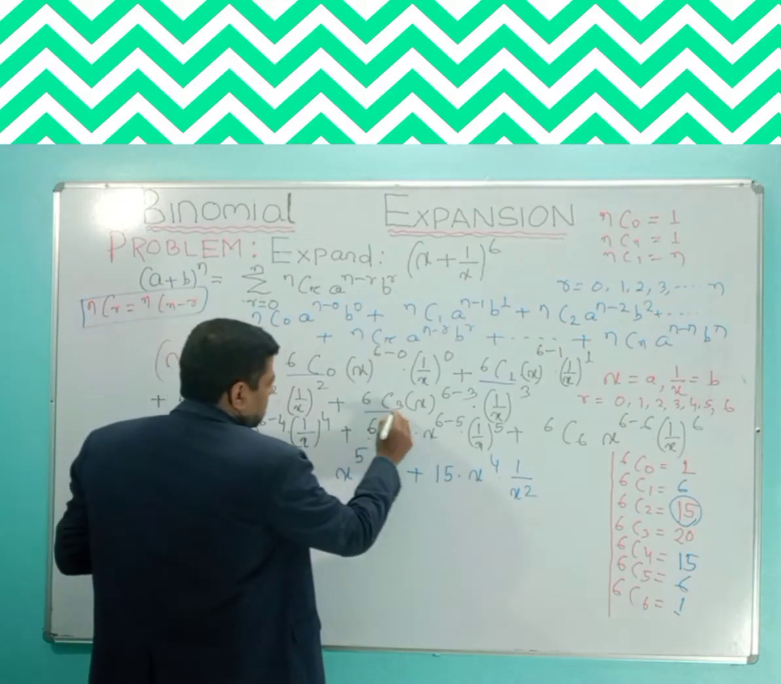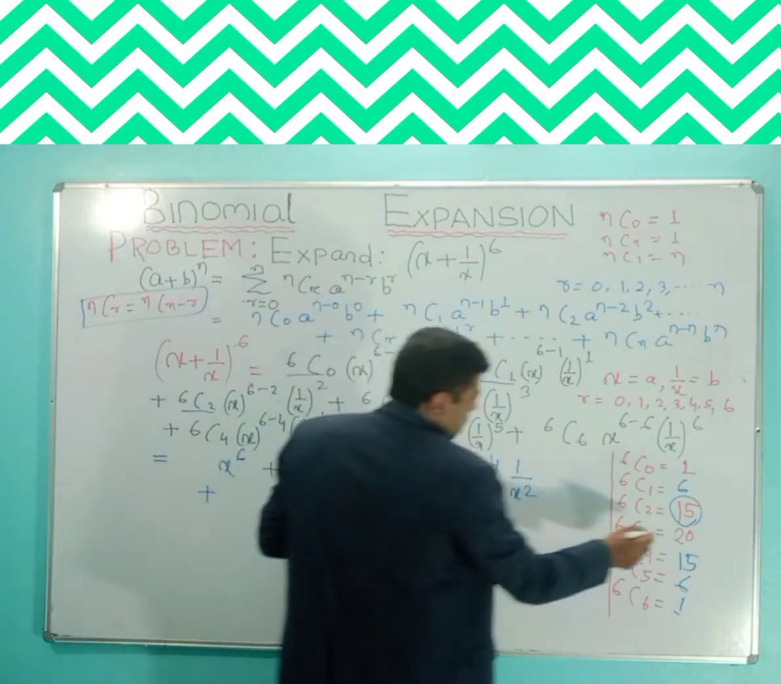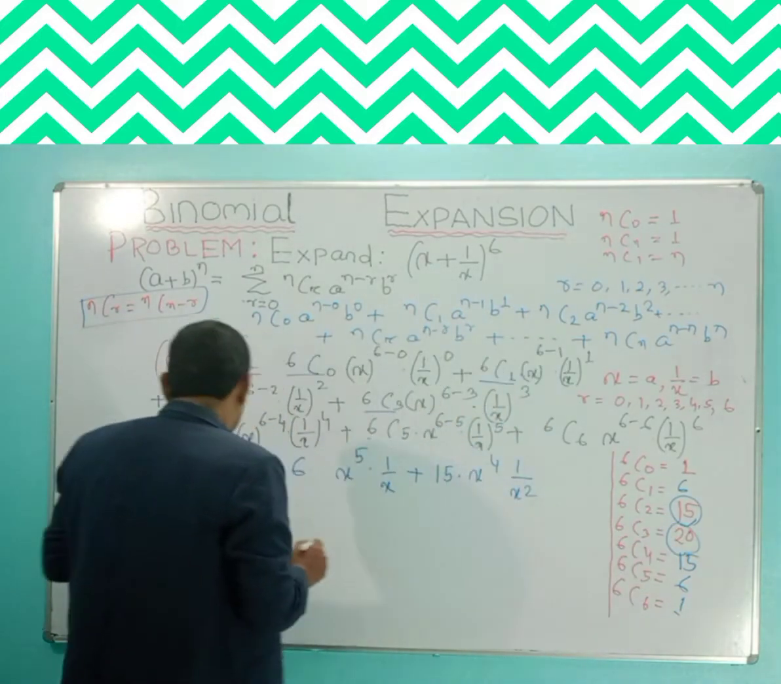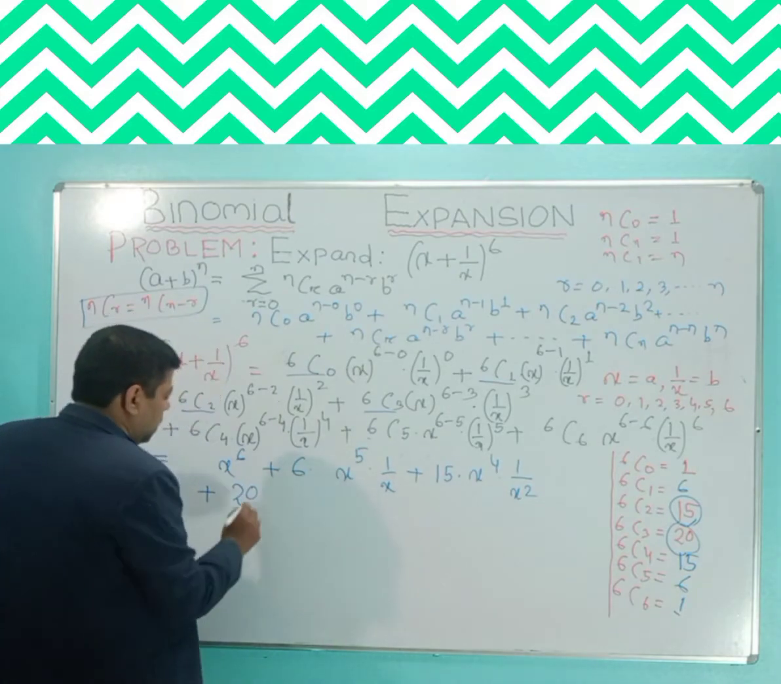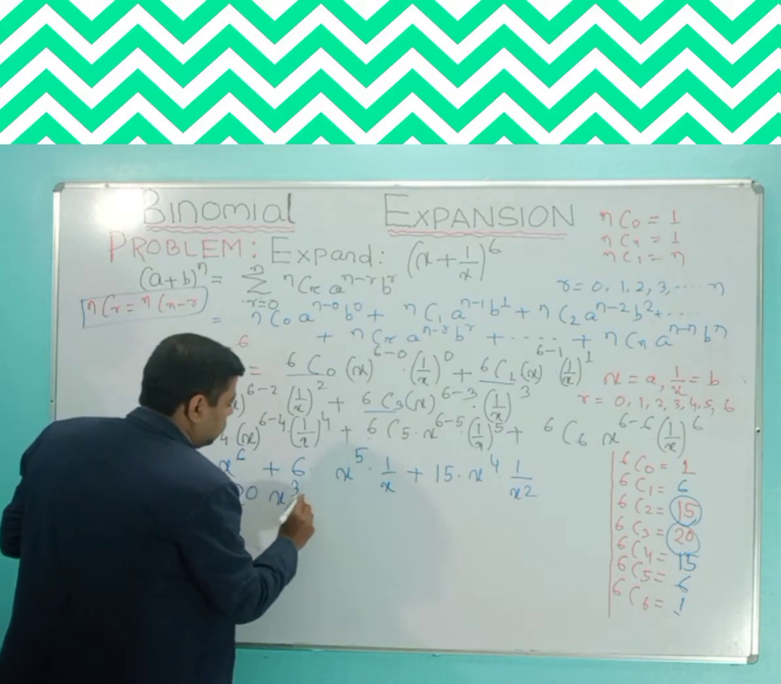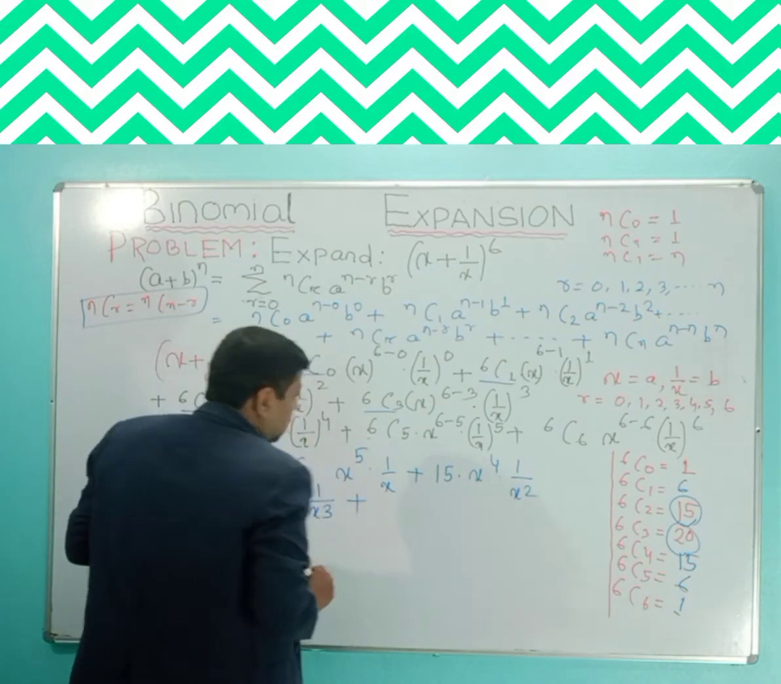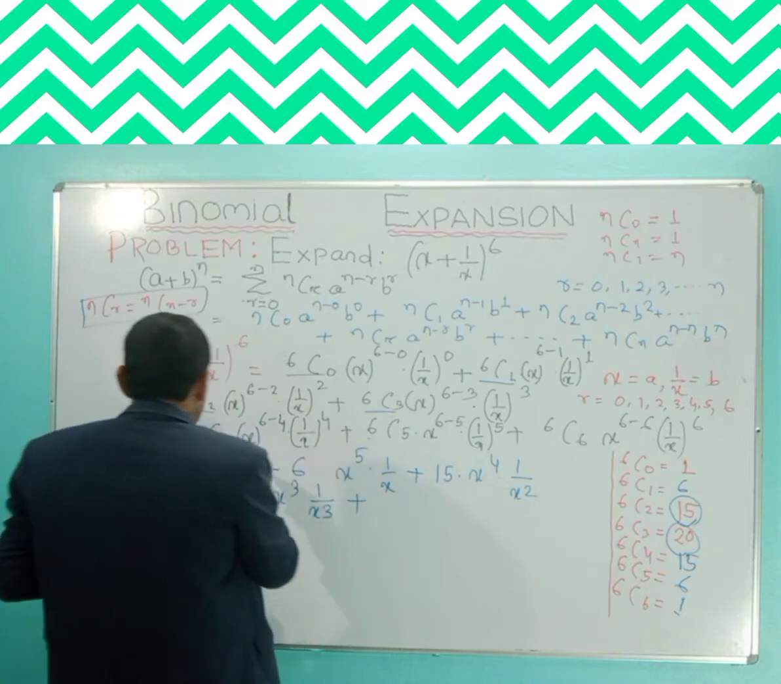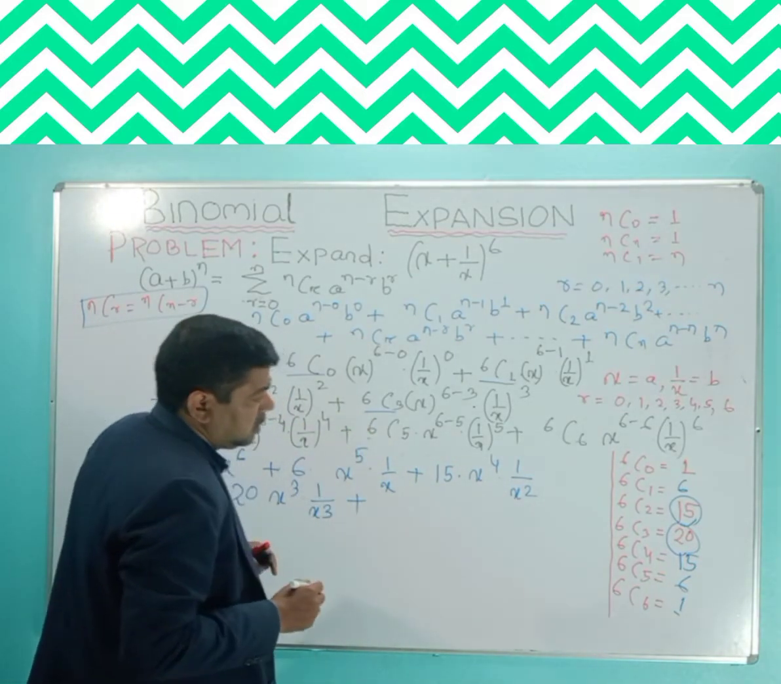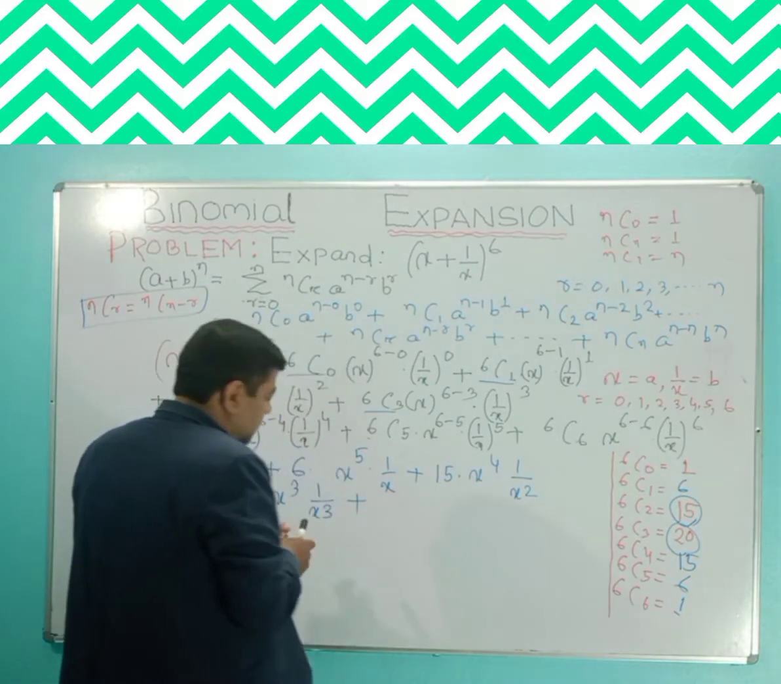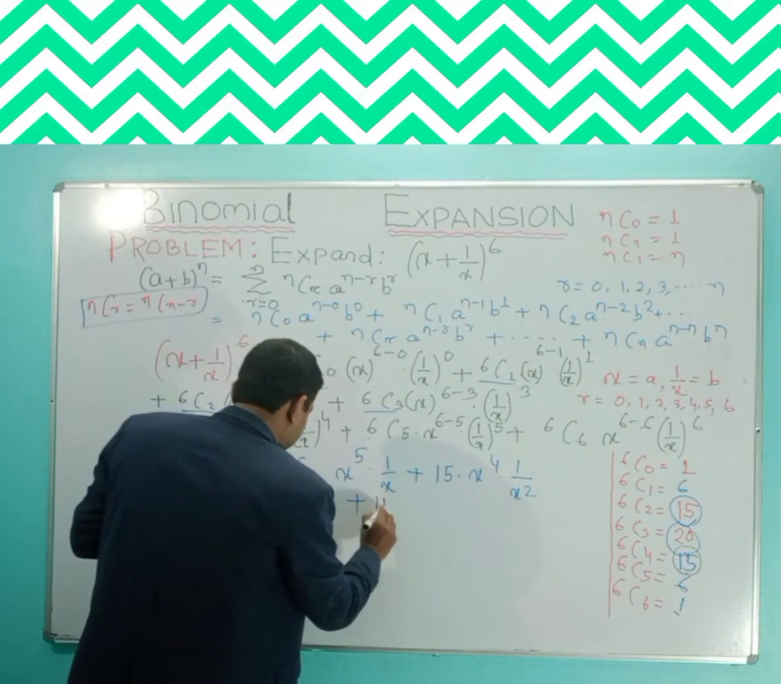Then plus 6c3. The 6c3 value we already got, it is 20. Yes, 20, and x to the power 3 into 1 upon x to the power 3. Then plus the next value coming, 6c4. What is the value of 6c4? The 6c4 value is 15, right?